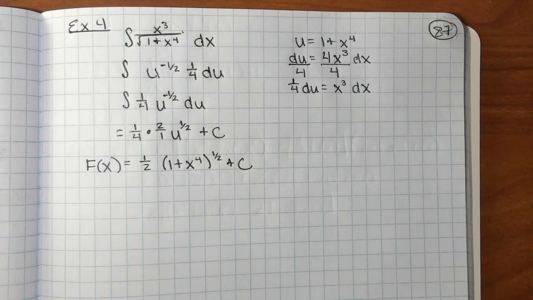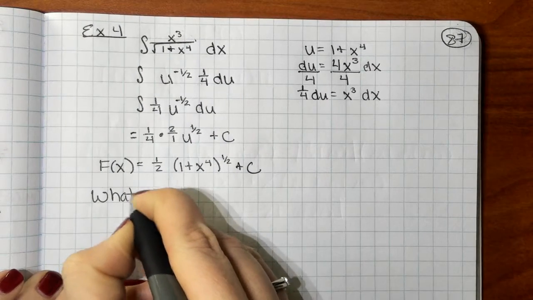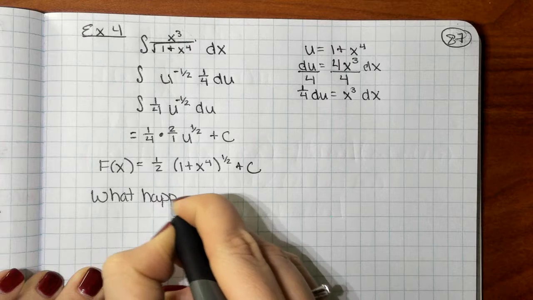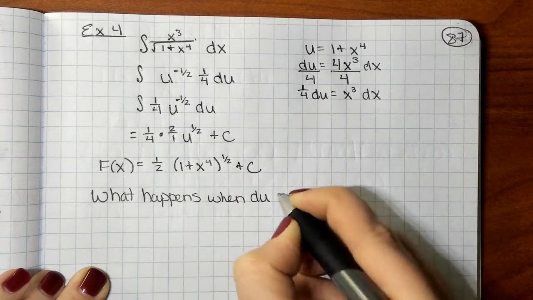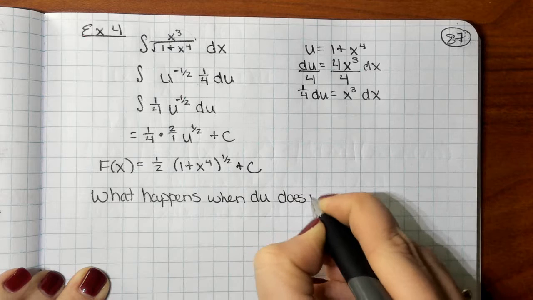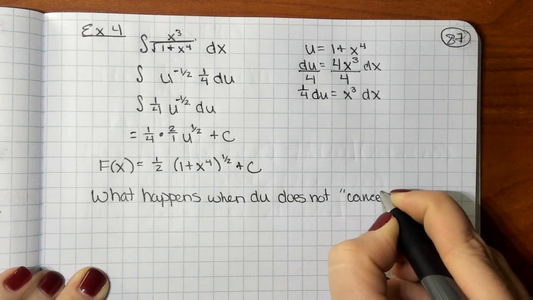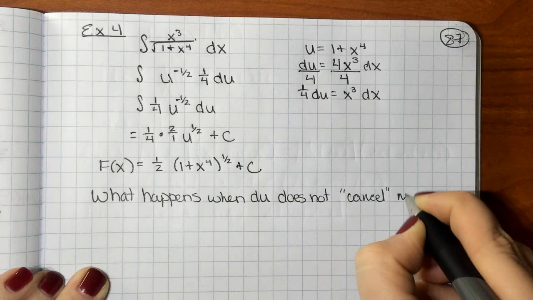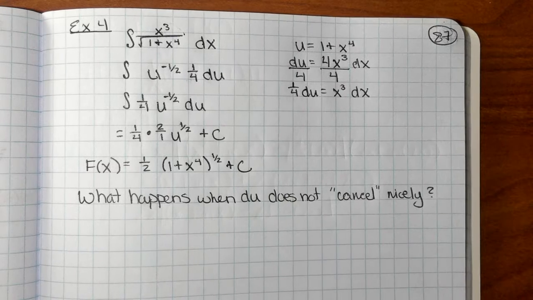Okay, so the question happened: what happens when du does not, quote unquote, cancel nicely? You guys literally just asked that question. Will it always work out this well? Nope.